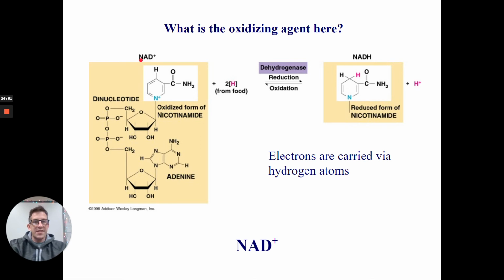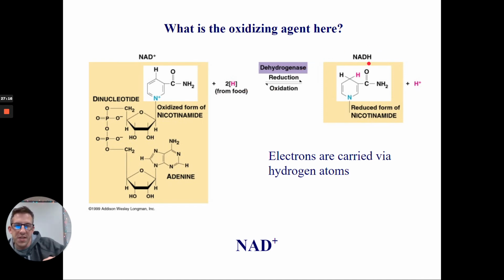So that means it's an oxidizing agent. It means that it helped something else become oxidized. It helped something else lose electrons. And it's helping our food. It's helping glucose lose those electrons. It will take those electrons. It will not do so in an explosive fashion, and it will give us this little NADH.